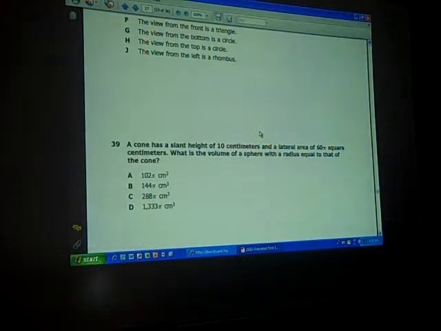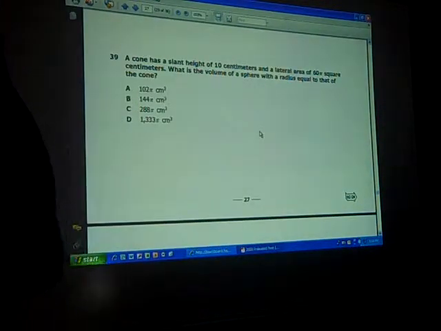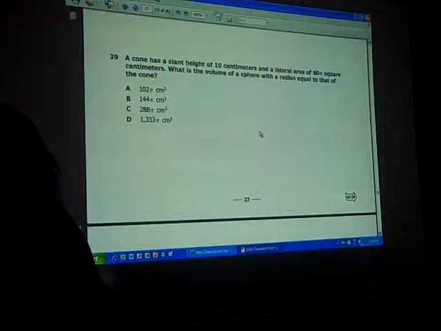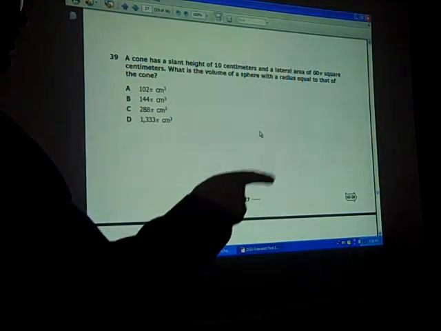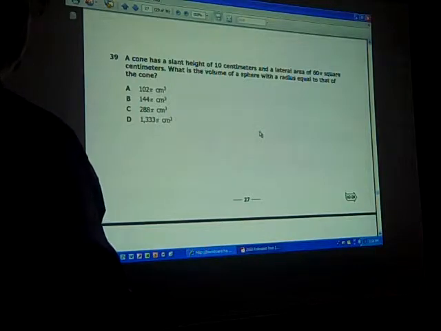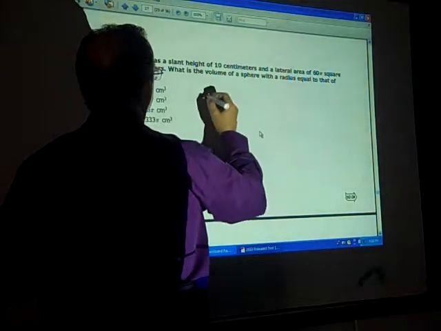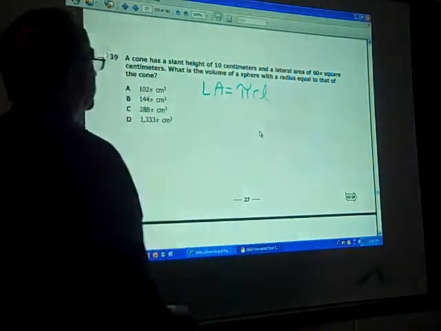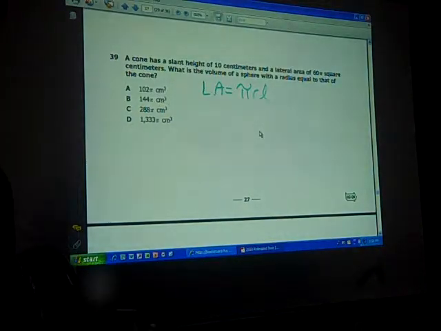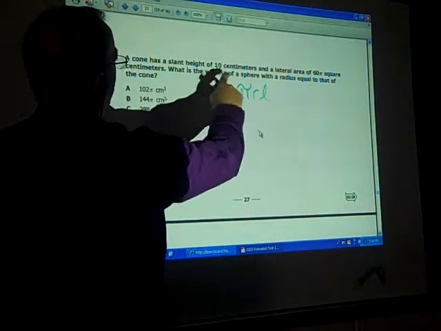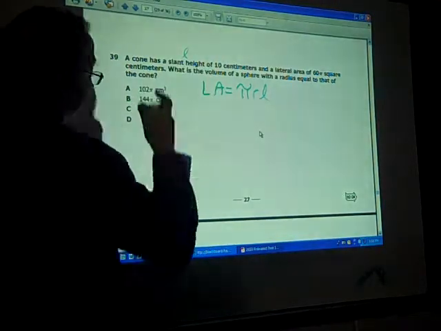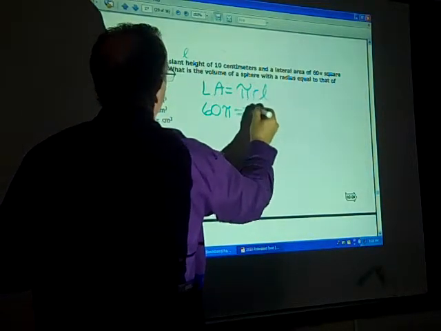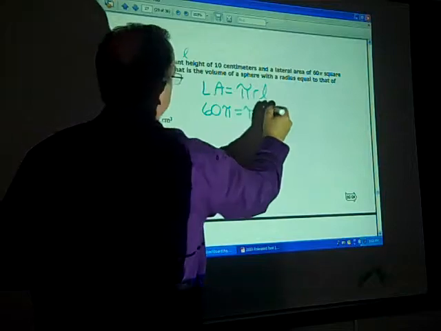39. A cone has a slant height of 10 centimeters and a lateral area of 60 pi. What is the volume of a sphere with the radius equal to that of the cone? Okay, so first we've got to find the radius of the cone. I just happen to know that the lateral area of a cone is pi r L. In order to solve for r, we know that L is 10, slant height. We know the lateral area is 60 pi, so we're going to put 60 pi here equals pi r 10.